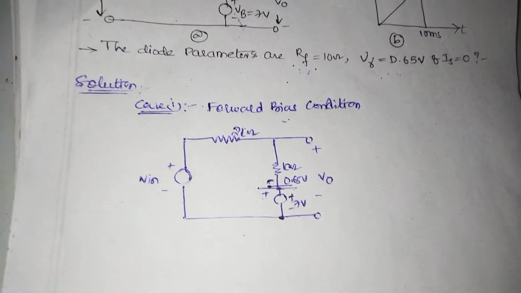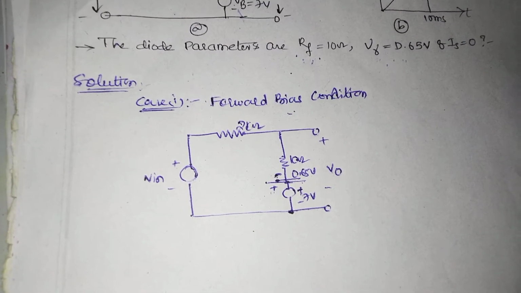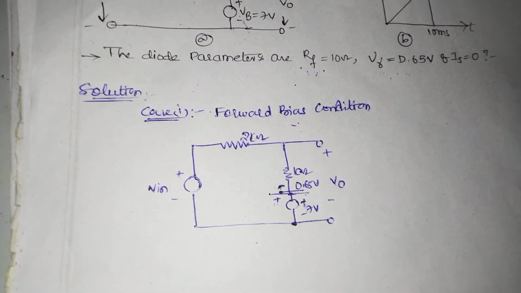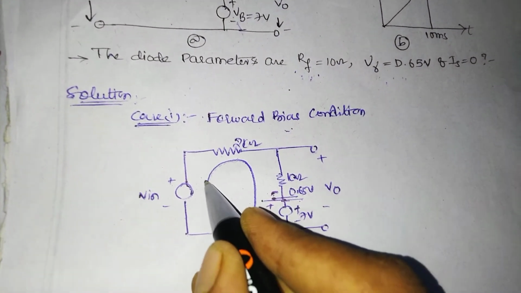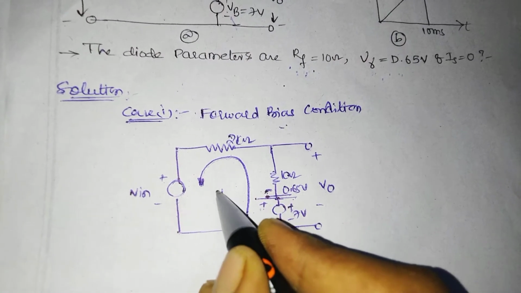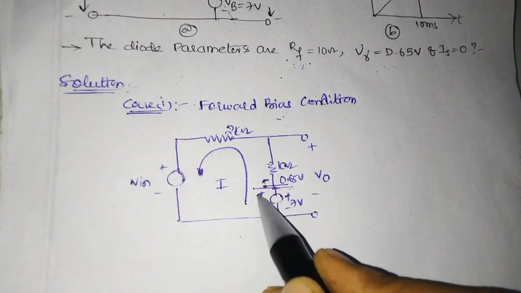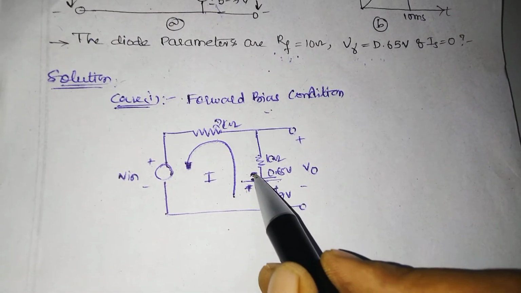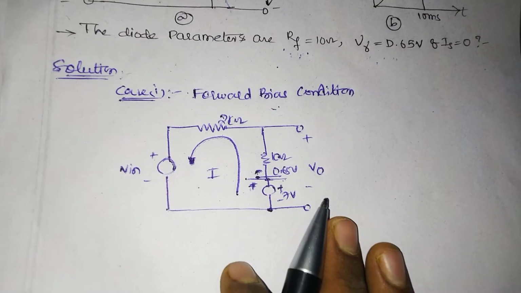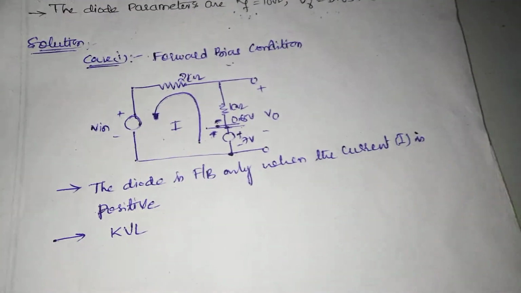I am saying once again, the diode is forward biased only when the current is positive. Then only the diode is forward biased. So the direction of the current I is positive. Always the current enters in the positive direction. That's why this sign is positive, negative. Okay, with the help of KVL we do this. This is the condition written here.